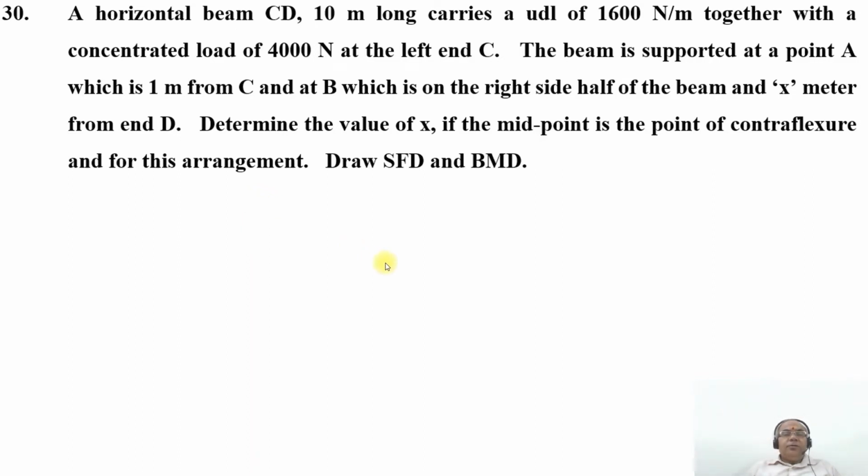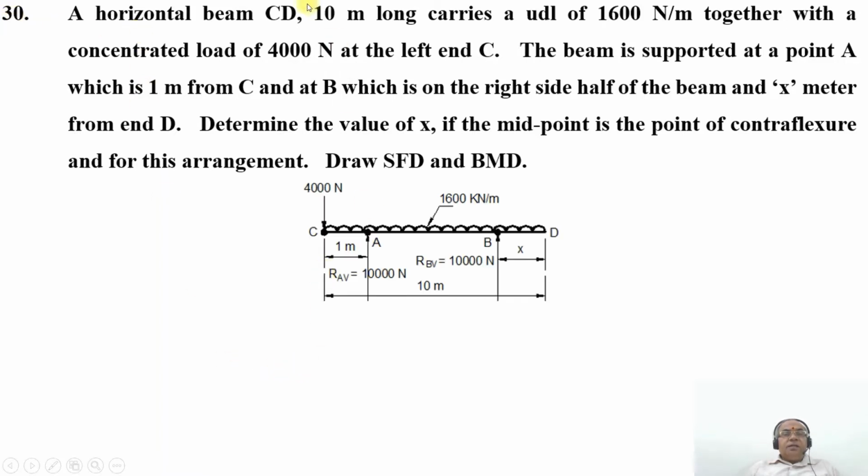Now, in this video, we are going to take up one more problem. The problem number 30. A horizontal beam CD of 10 meter long carries a UDL of 1600 Newton per meter, together with a concentrated load of 4000 Newton at the left end C.